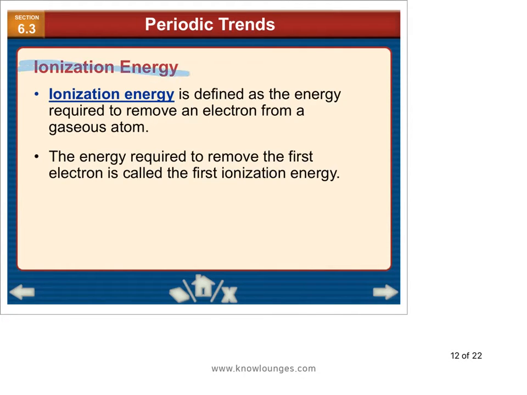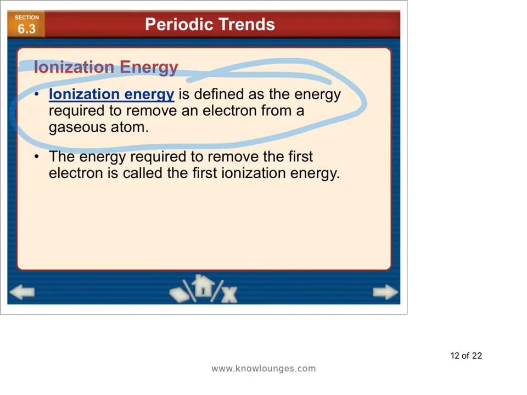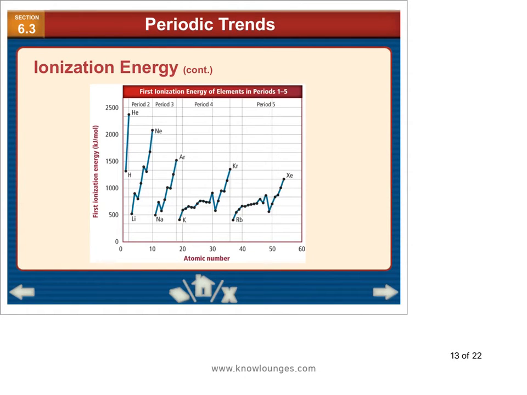Another trend we're going to look at, ionization energy. Here we've got the definition. Ionization energy: the energy required to remove an electron from a gaseous atom. The energy to remove the first one is called the first ionization energy. And we can have a second ionization energy, a third ionization energy, and so forth.